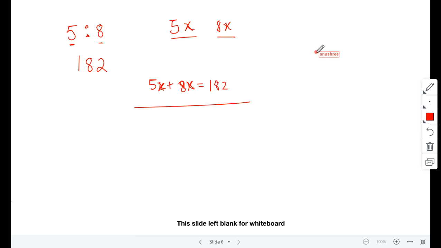So wait, does that mean 13x equals 182? Yes.